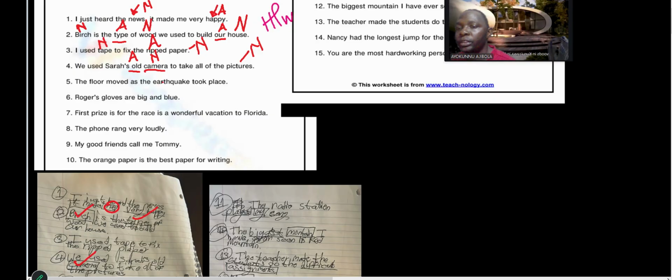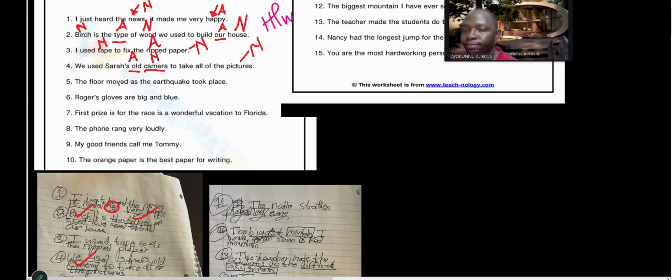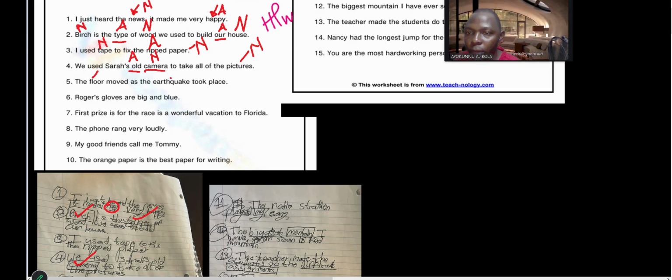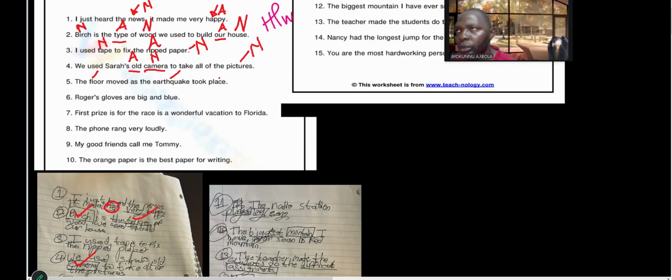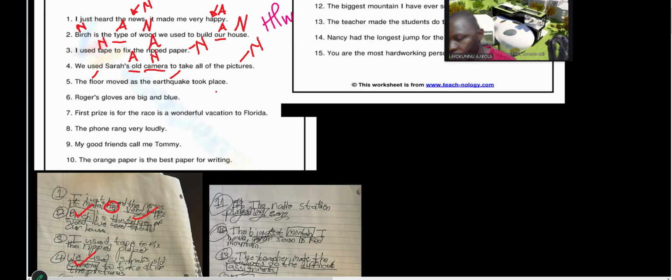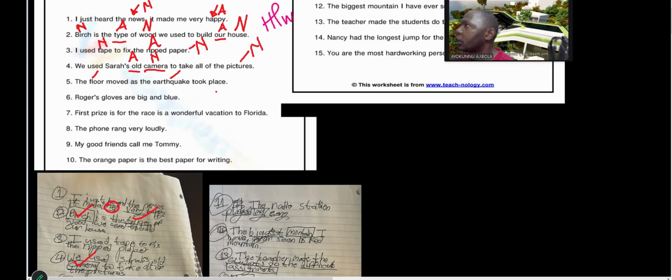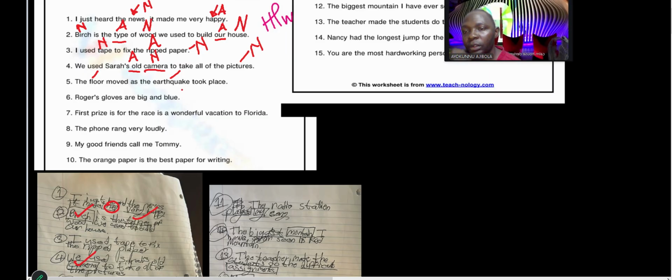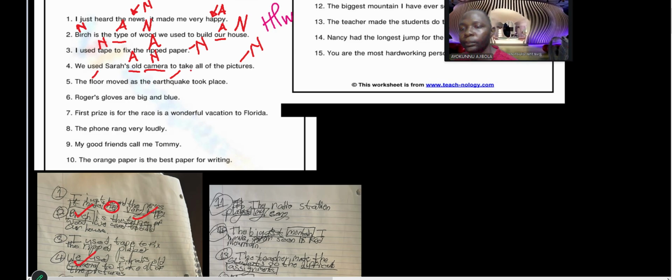The floor moved as the earthquake took place. Now, the floor moved. I underlined old. Floor, then earthquake, took place. Took place there means happened, right? Yeah, it means happened. Place there stands for a noun, but at least then there's no adjective in this one. So you have floor. Moved is a verb. You are not supposed to underline a verb. Okay, let's see: floor, earthquake.